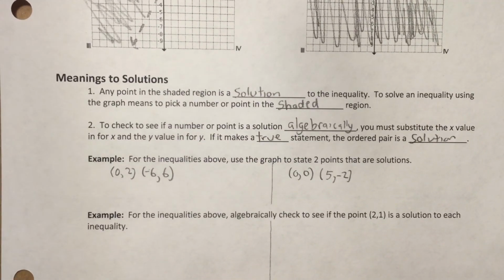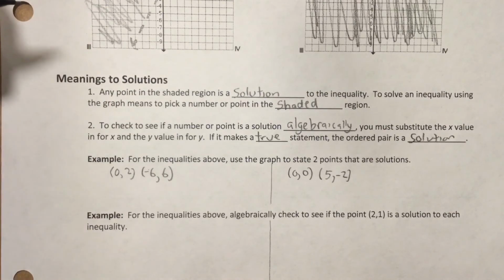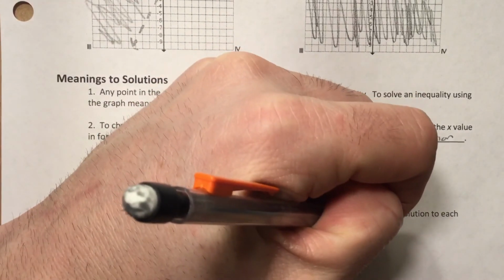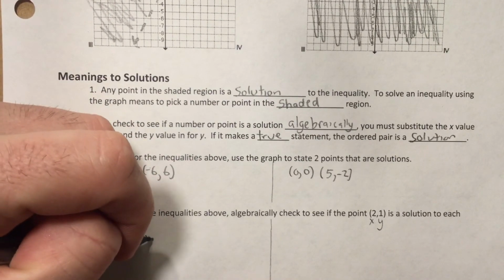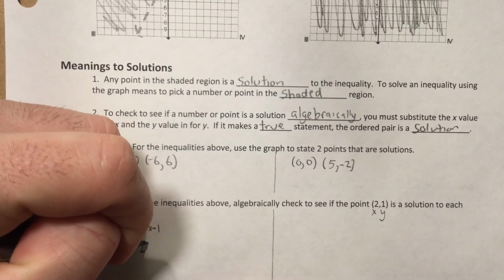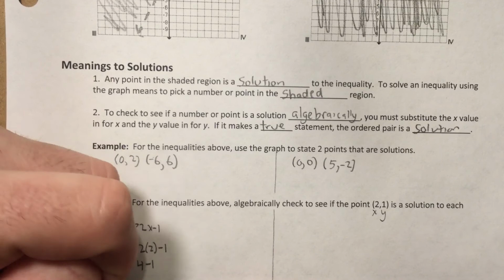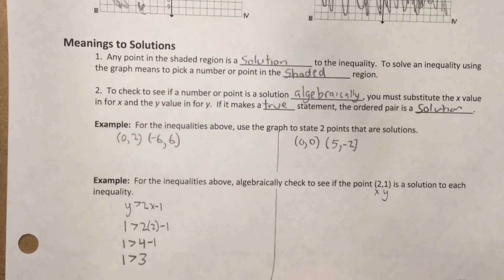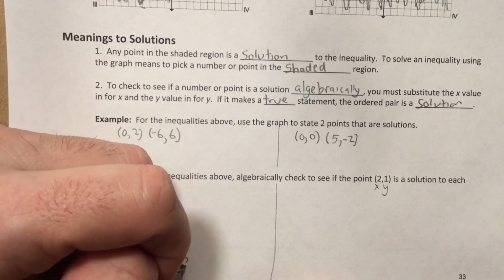Then the algebraic check says for the inequalities above, algebraically check if the point 2, 1 is a solution to each inequality. So, again, 2, 1, x, y. My first inequality was y is greater than 2x minus 1. So I'm going to plug a 1 in for y, a 2 in for x. And we are trying to see if it makes a true statement or not. I get 1 is greater than 3. 1 is not greater than 3. That's false. So 2, 1 is not a solution.